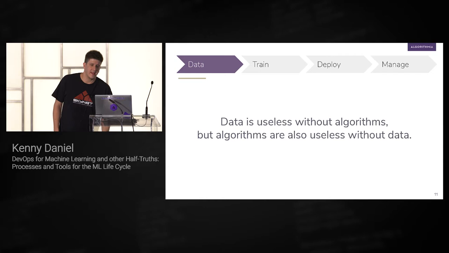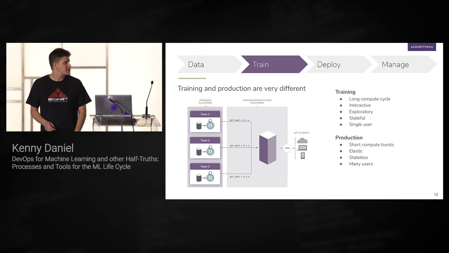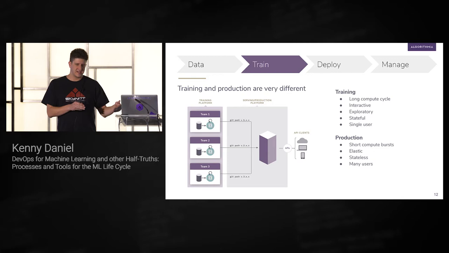So training has some fairly distinct characteristics that make it different than maybe traditional software. And one of the big challenges is that it typically happens once. I'm going to wave my hands a little bit there, but you know, there's retraining and things like that. But in the early stages of machine learning, the training is often going to be done by a single person, sometimes on their laptop, usually in an interactive environment, because it's exploratory.